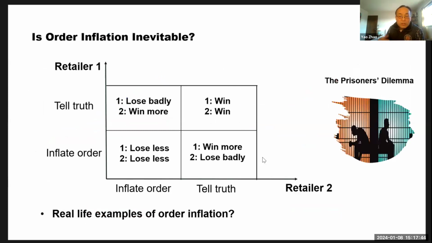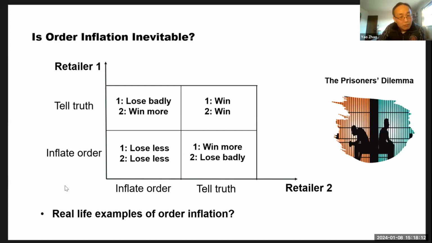Okay, so this is a perfect example of the prisoner's dilemma. Between telling the truth and inflating the order, everybody eventually will inflate the order, although doing so is going to lead everybody into a disaster. That's the prisoner's dilemma. So students have just experienced the prisoner's dilemma by themselves.